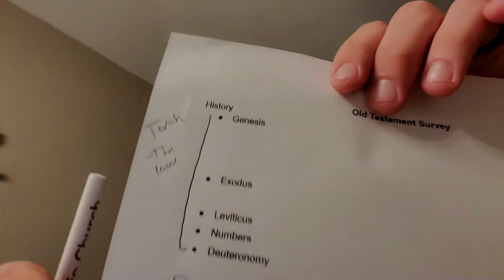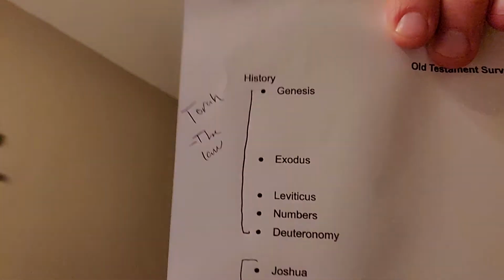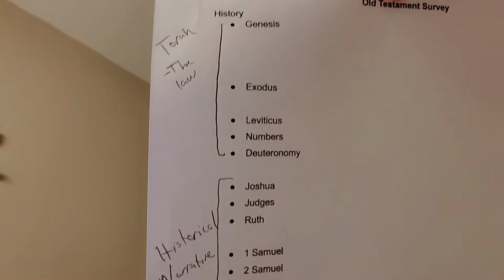The Torah, just simply write the law. If you want to get fancy, you can write the Mosaic law, like Moses' law. The first 5 books of the Bible. We're going to go through these books and give a quick overview so you understand what they're about. But the first 5, the Torah, is the law. Under Torah, I want you to write also establishment of God's covenant with Israel.